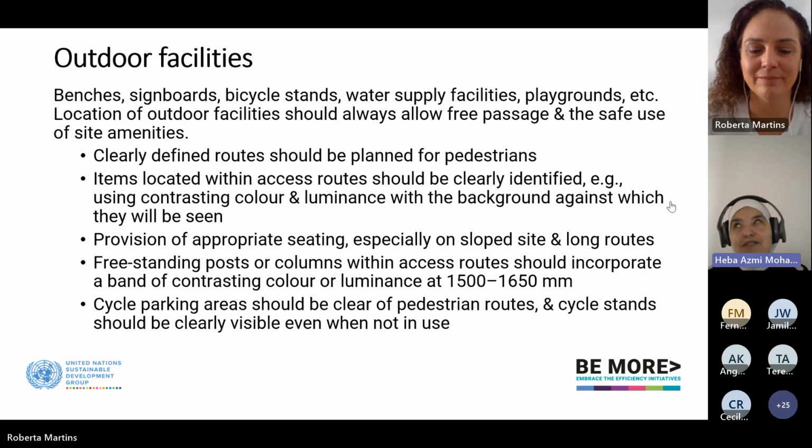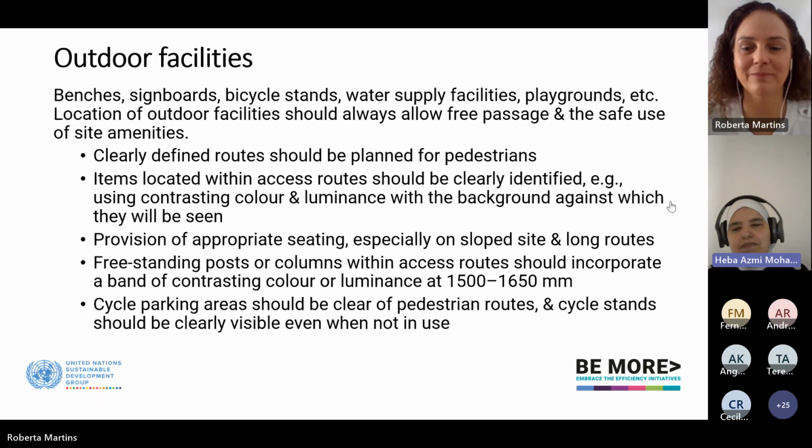The street vendors, all kinds of blockage that would really prevent access for persons with disabilities. So outdoor facilities, just like benches or signboards, bicycle stands or water supply facilities, playgrounds, all these items which are located in outdoor facilities should always allow free passage and the safe use of the site and amenities. There should be a space between these items that would allow persons with disabilities to safely move and reach the entrance of the building.